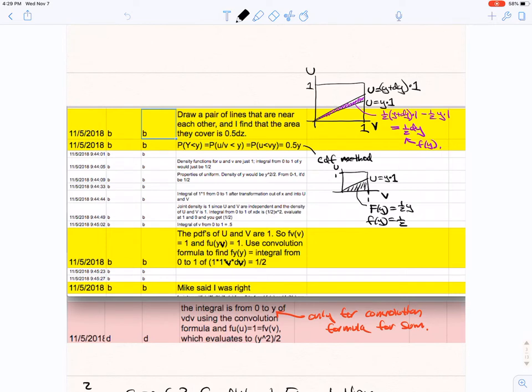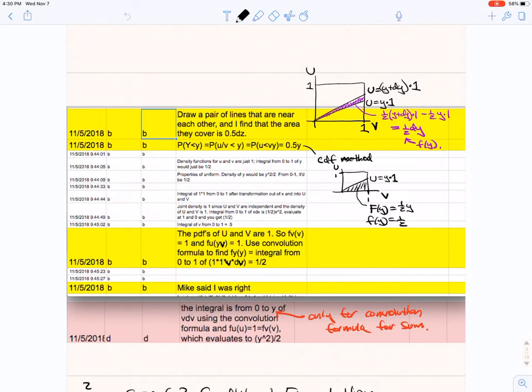So the area of the top triangle is 1/2 times the height. The height's y plus dy, and the width is 1. And then the area of the bottom triangle is 1/2 y times 1. So that difference is 1/2 dy, and hence f of y must be 1/2. So that's very nice. Another student uses what's called the CDF method.